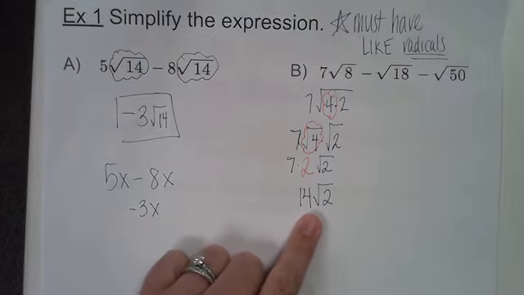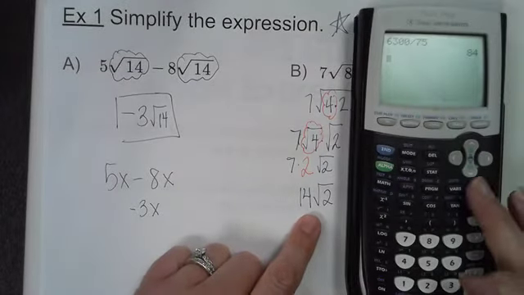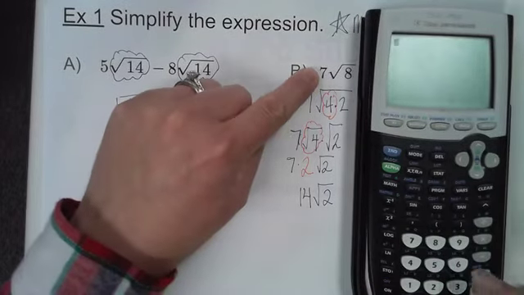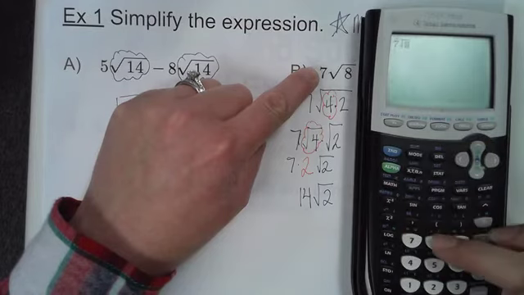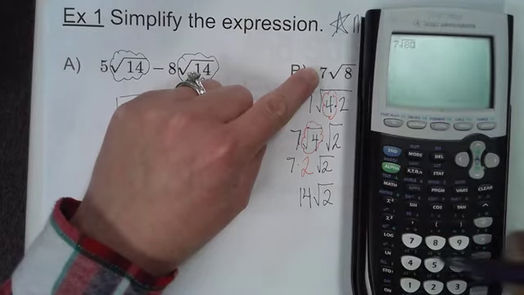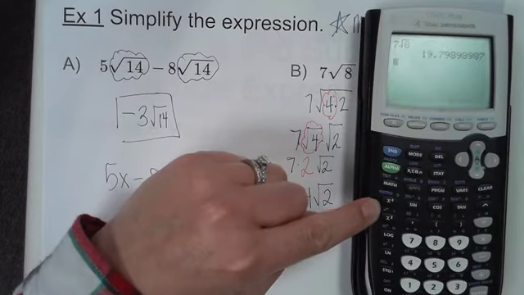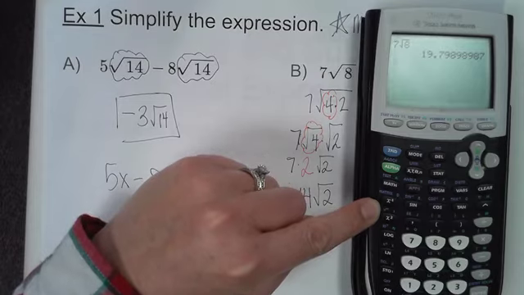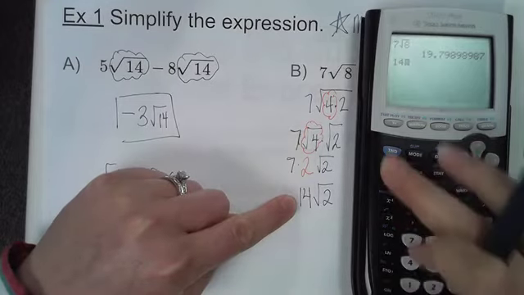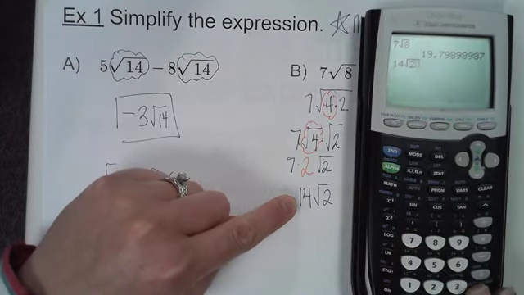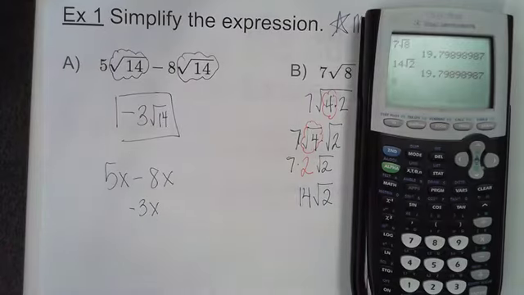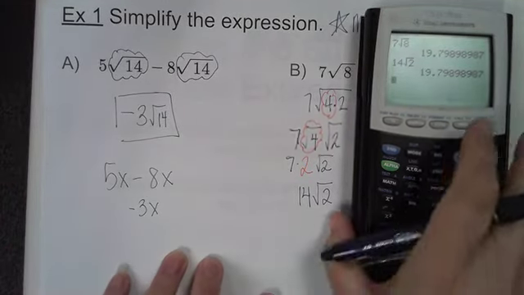Do you suppose you can check that? Sure, you can always use a calculator. Let's see if they're the same. 7 radical 8. You have a radical button on your calculator. It's probably a color blue. And you can get a decimal. Crazy decimal. And we can try 14 radical 2. What are we expecting to see? Same decimal. Yay! We did it right. Okay? Good to check that thing.